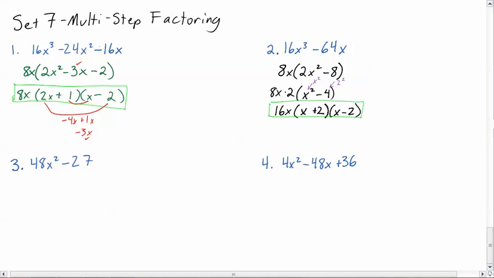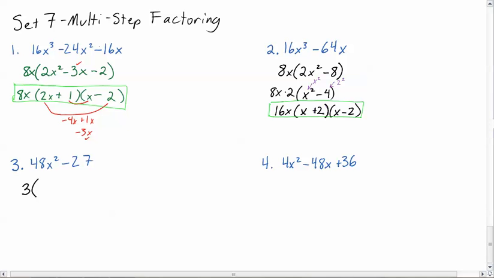Next couple I'm going to go through a little bit faster, so let's see if we can get through those. Okay, 48x squared minus 27. Is there anything common? Well, let's see, what goes into 27? Well, 27 is 27 and 1. 27 doesn't go into 48. And 3 and 9. Oh, 3. Does 3 go into 48? Why, yes, it does. So let's factor out a 3.